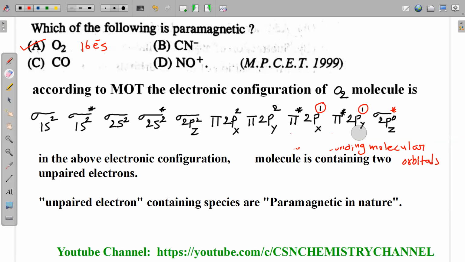How many pairs of electrons are you seeing here? Tell me. This is a pair of electrons, first pair. Second pair. Third pair. Fourth pair. Fifth pair. Sixth pair. Seventh pair. So O2 contains how many pairs of electrons? O2 contains 7 pairs of electrons.